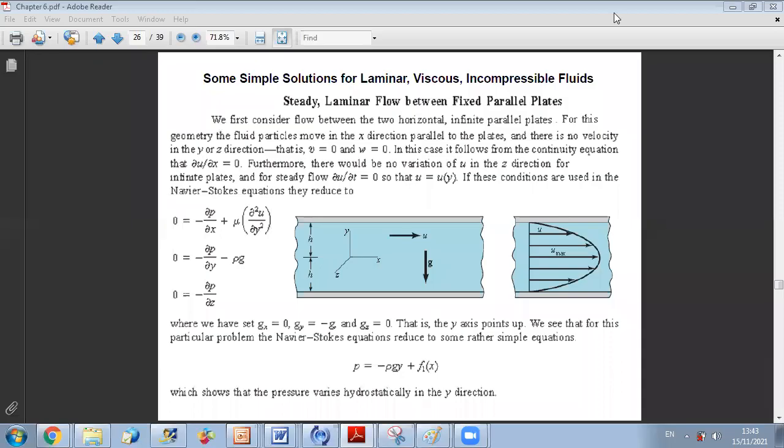So we were doing the following problem, okay? Consider flow between two horizontal infinite parallel plates. Whenever they tell you that the plates are infinite, this means that along these directions, you don't have constraints for the flow.